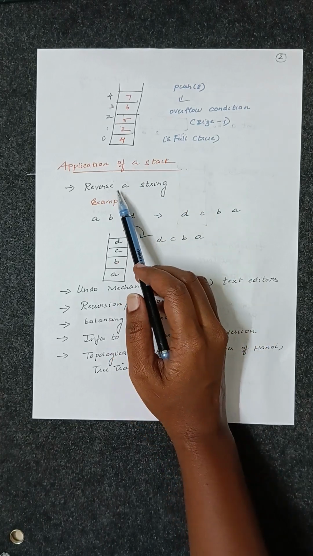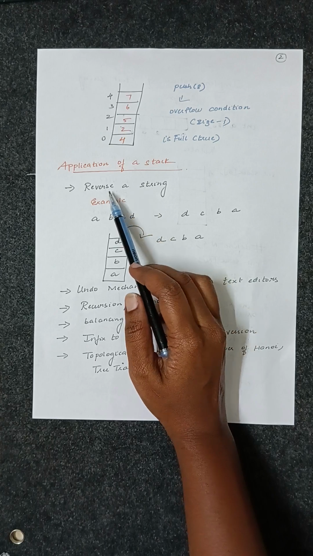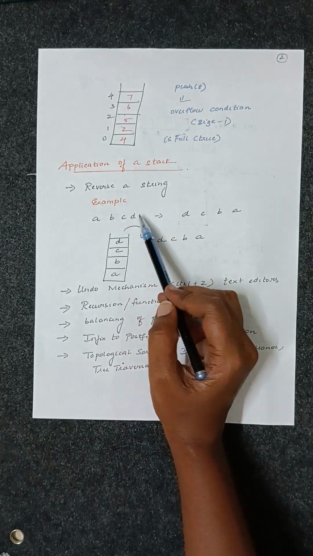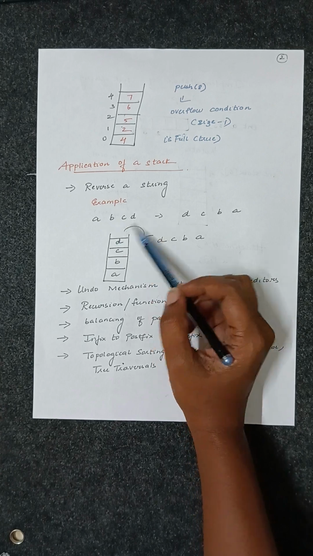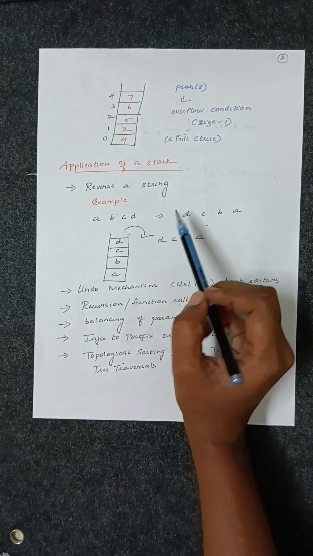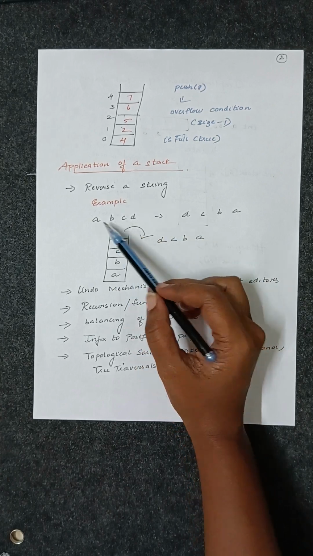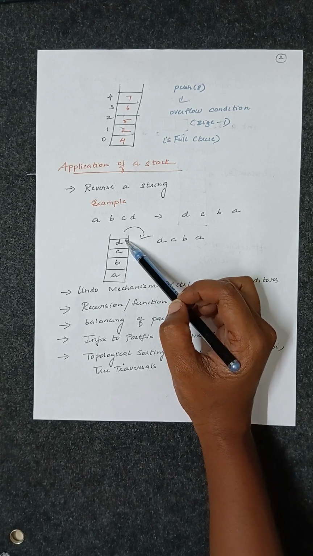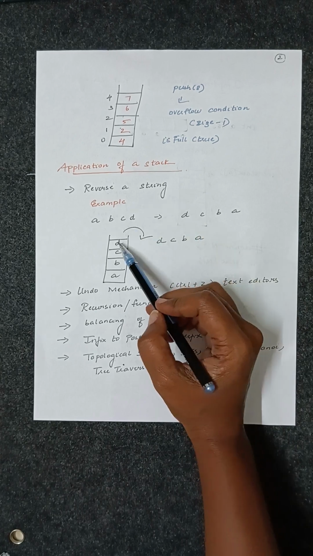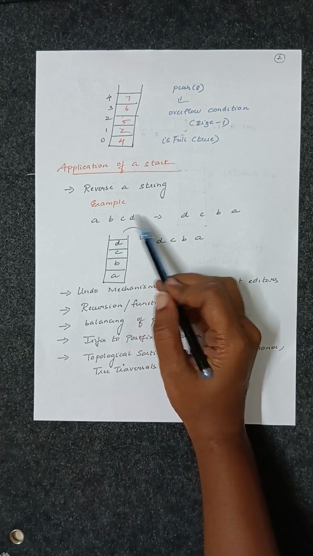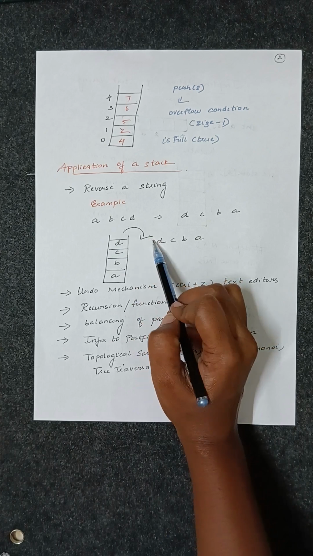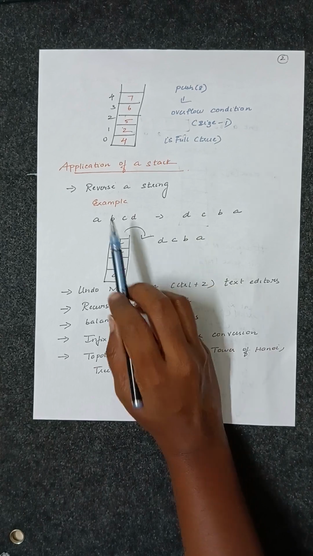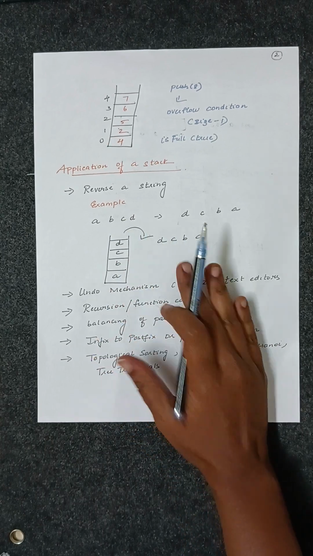Stack is used for reversing a string. For example, you have A, B, C, D. You're going to use this stack and reverse the string as D, C, B, A. You will first push A, then push B, then push C, then push D. Then when you print, what is inserted at the last will be removed first, right? So you will print D, then C, then B, then A. So this is one of the applications of stack.